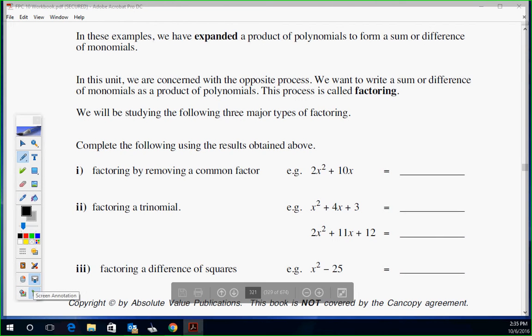So in these examples, we expand the product of polynomials from the sum or difference of monomials. In this unit, we are concerned with the opposite process. So we're given this, and we need to go back to what we had up there. This one, I want you to label here on the side. This one is the GCF example, greatest common factor example. That's what we're going to learn today.